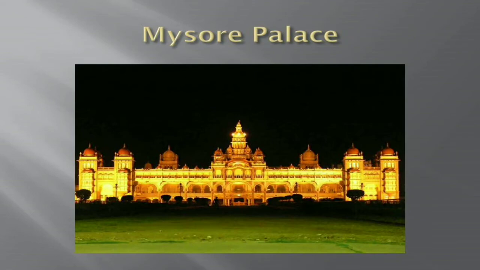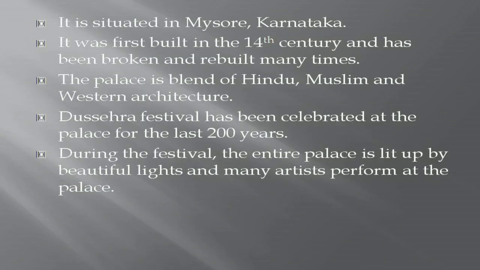The next is the very famous Mysore Palace. I think you people may have visited this famous monument, right? Mysore Palace is situated in Mysore, Karnataka. This famous palace was built in the 14th century and it has been broken and rebuilt many times by many kings. The palace is a blend of Hindu, Muslim, and Western architecture. It is built from stone and it has three-storied with deep pink marble domes and a tower. The palace has carved rooms, a royal wedding hall, temples, public court, armory.